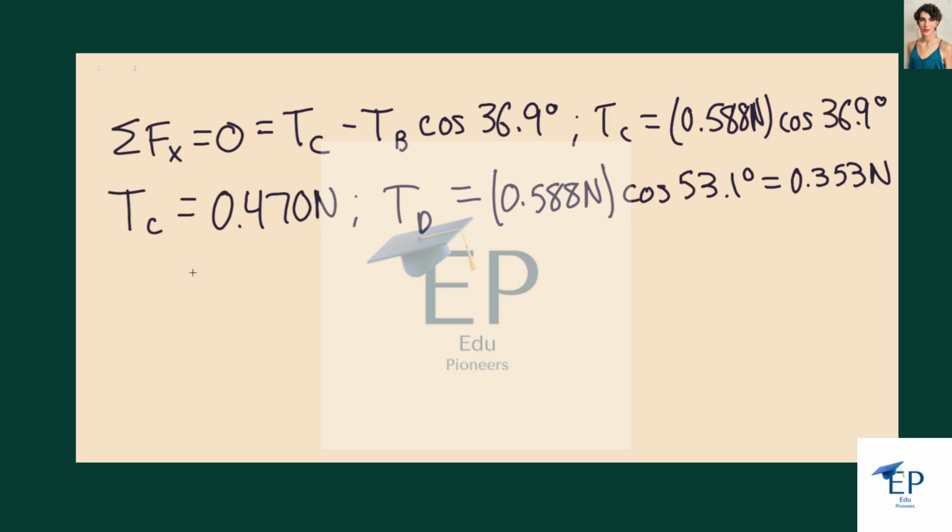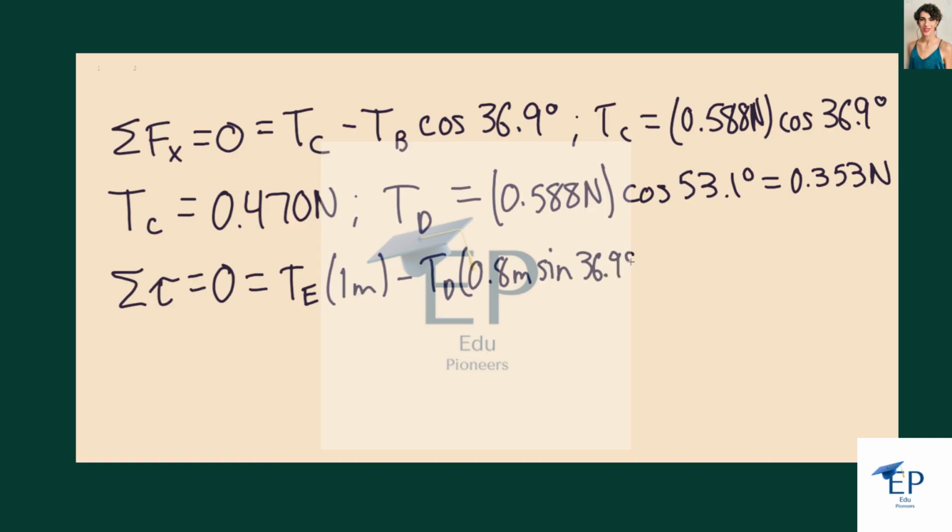And so to find the tension sub E and sub F, the last two, we find that the sum of torques is going to be equal to 0, because this is in a rotational equilibrium as well, and this would be T sub E times 1 meter minus T sub D times 0.8 meters sine of 36.9 degrees, and then minus T sub C, again, sine of 53.1 degrees, and then times 0.2 meters minus mgl over 2, so essentially the weight.